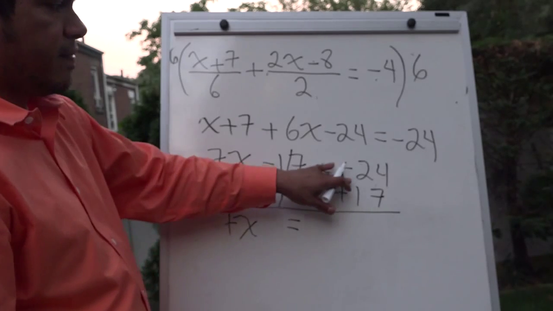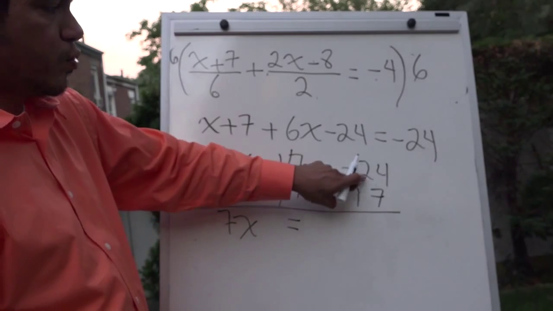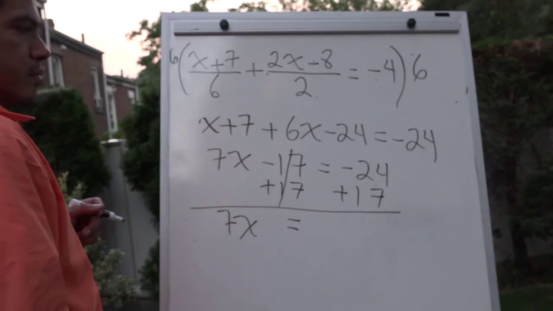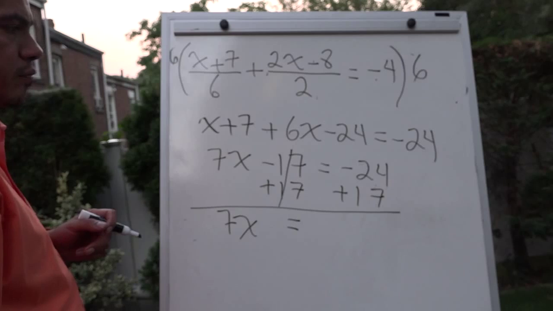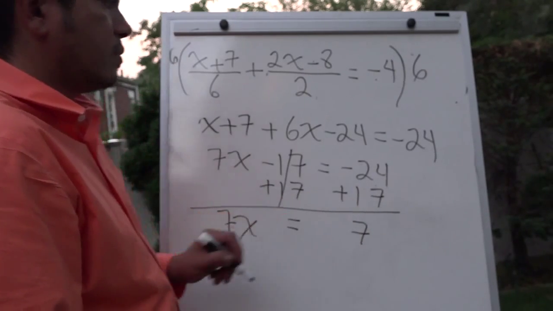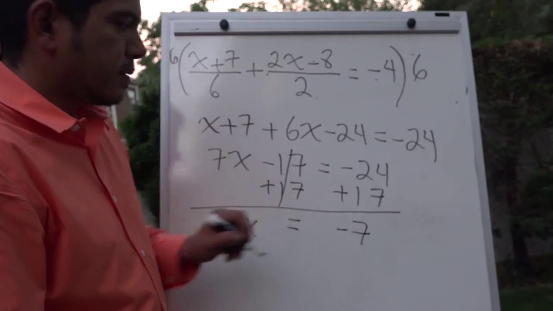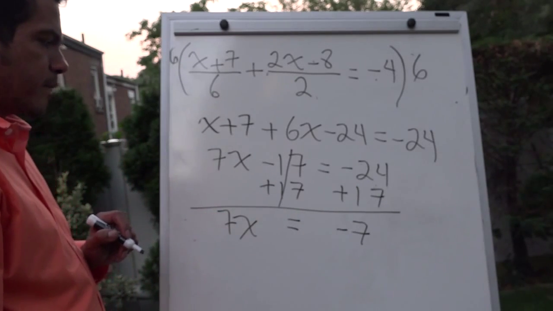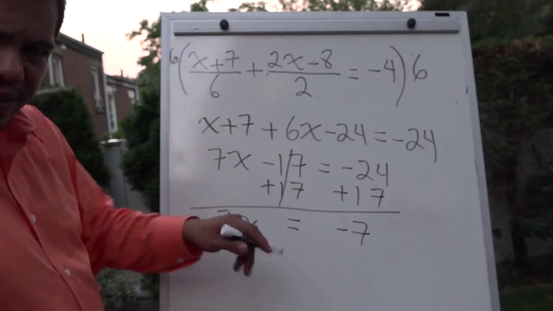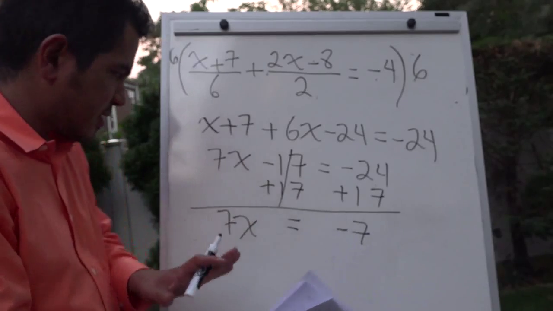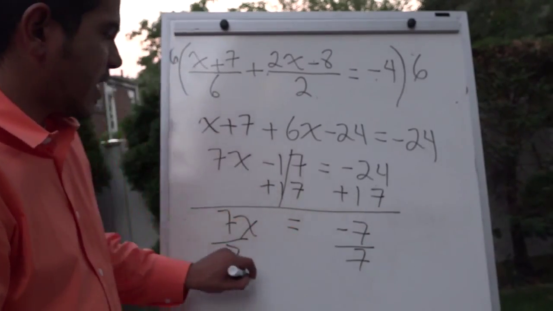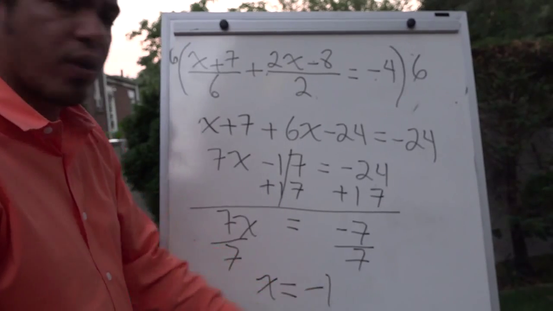Well, you have 24 negatives and you have 17 positives. So how much is that? Negative 7. Okay. And then you're gonna use the multiplicative inverse, which is 1 over 7, but since we know the difference, I'm just gonna divide by 7 on both sides and you get x equals negative 1.